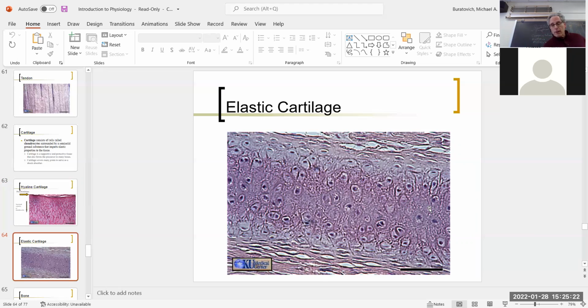Elastic cartilage is similar to hyaline cartilage, except that the extracellular matrix contains this defining feature of elastic fibers. See the stringy things going through? That's the elastin. That's going through the elastic fibers. And this is a section essentially taken from, well, a dog. Actually, this is from a dog's ear.